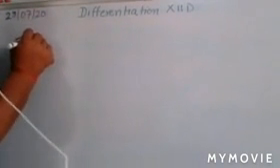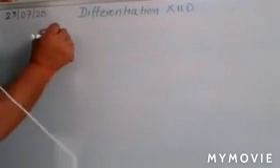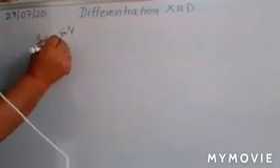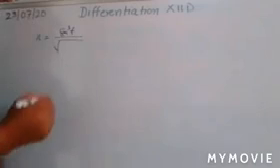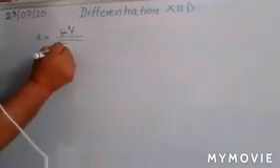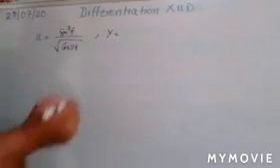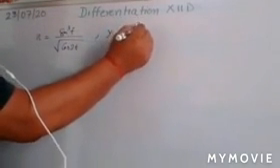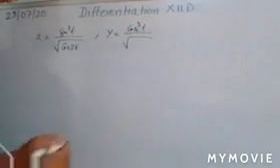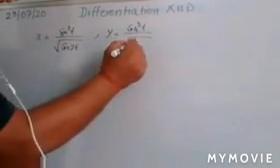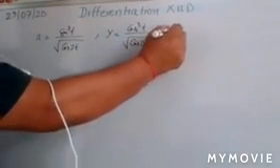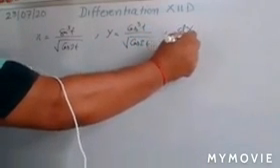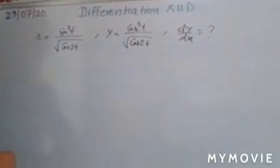x is equal to sine cube t upon under root cos 2t, and y is equal to cos cube t upon under root cos 2t, and you have to find the value of dy by dx.